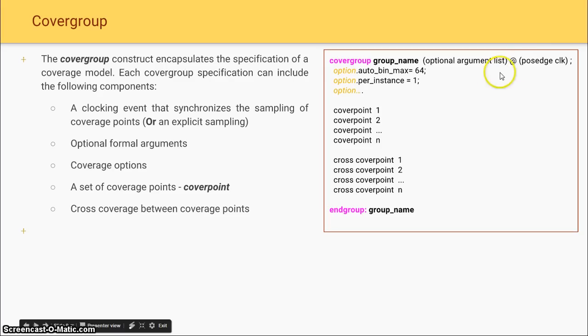And also note that it is not necessary that you should specify the sampling point. There are two ways. Either you can specify the sampling points in the covergroup definition itself by using the sampling expression, or you can use explicit sampling by using a keyword called dot sample. So you will again learn about the explicit sampling in the coming sessions.